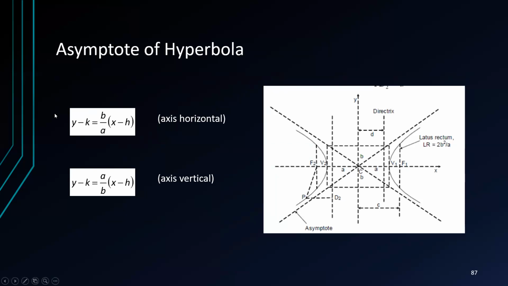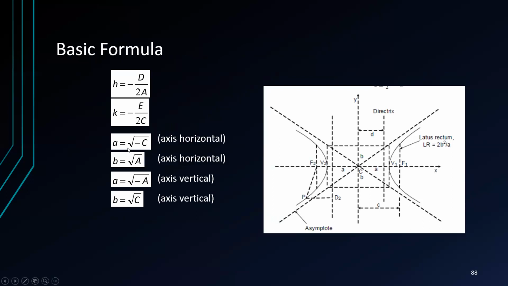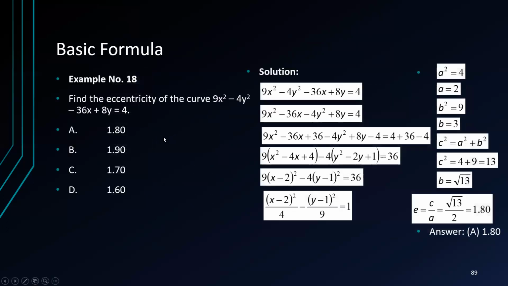Asymptotes of the hyperbola. Axis horizontal: y minus k is equal to b over a times (x minus h). These are the lines for your asymptotes. Axis vertical: y minus k is equal to a over b times (x minus h). So, basic formula: h is equal to negative D over 2A, k is equal to negative E over 2C. For axis horizontal, a is equal to the square root of negative C, b is equal to the square root of A. For axis vertical, a is equal to the square root of negative A, b is equal to the square root of C.